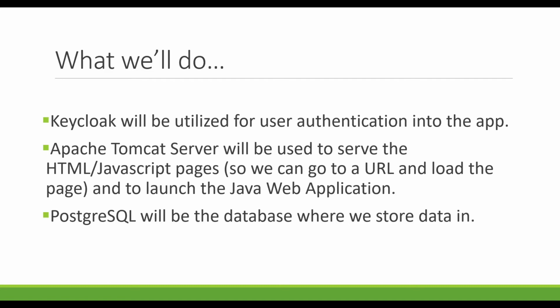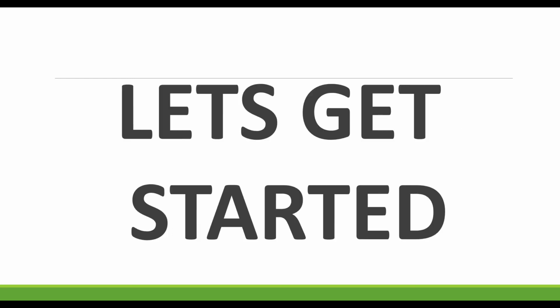Okay, so we're going to be utilizing Keycloak to be the user authentication into this chat application. The Apache Tomcat Server will be used to serve the HTML JavaScript pages, so we can go to a URL such as HTTP localhost and then the context root and actually see the HTML JavaScript pages. And the Tomcat Server is going to launch the Java web application, which is going to talk to the database endpoint. And of course, PostgreSQL will be the database where we're going to be storing the chat information in. So let's go ahead and get started.